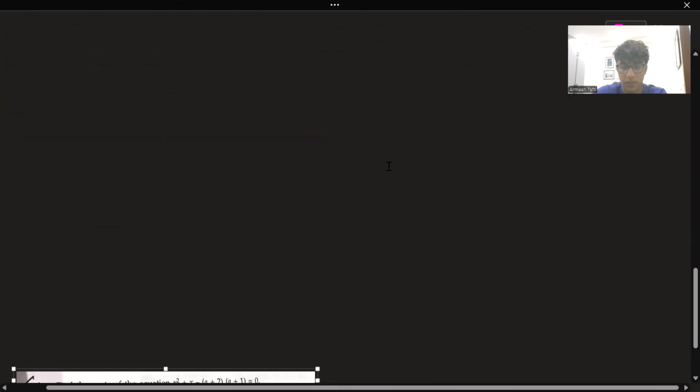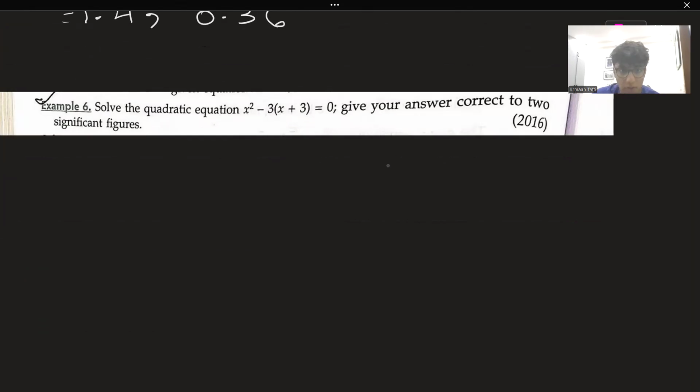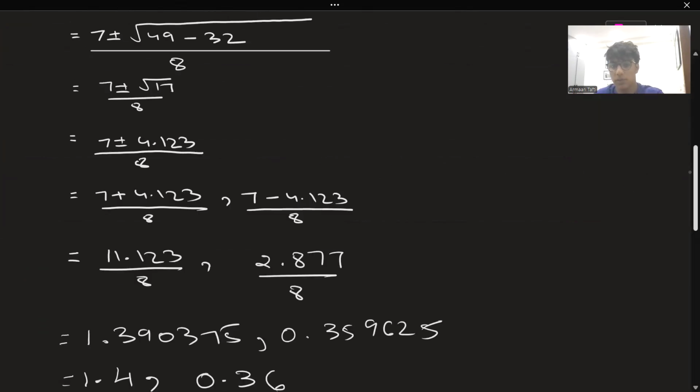Now again, this is the same kind of question. I'm going to do another one with you, because this is the question that will come in every single paper you attempt. So let's just simplify this. x squared minus 3x minus 9 equals 0. Again, quadratic. If you want, just write down a is equal to 1, b is equal to minus 3, c is equal to minus 9.